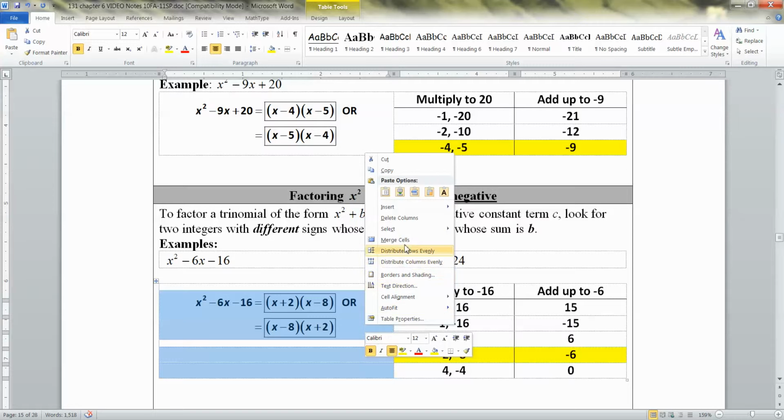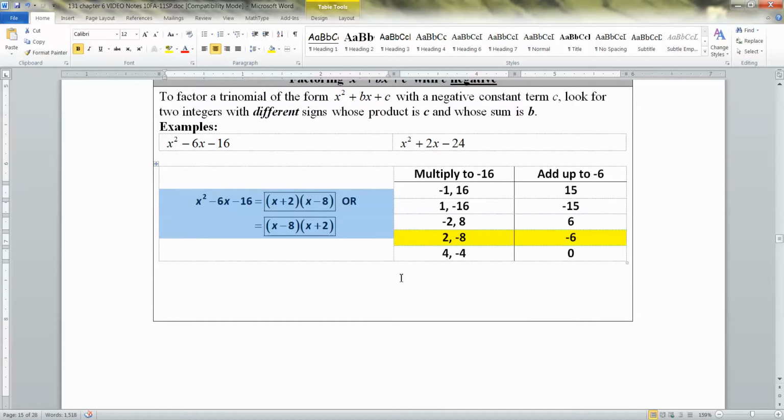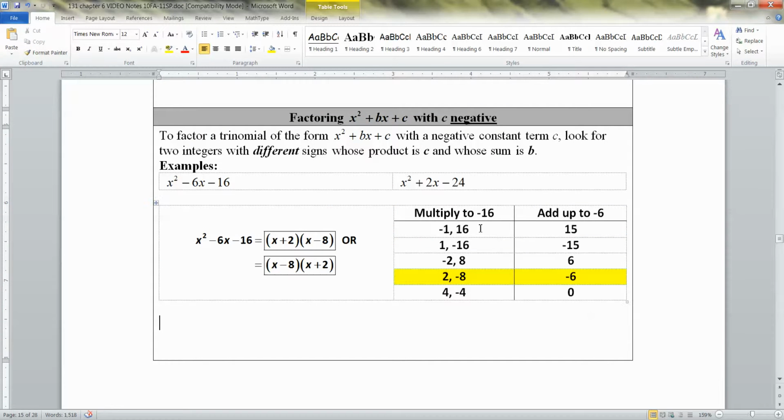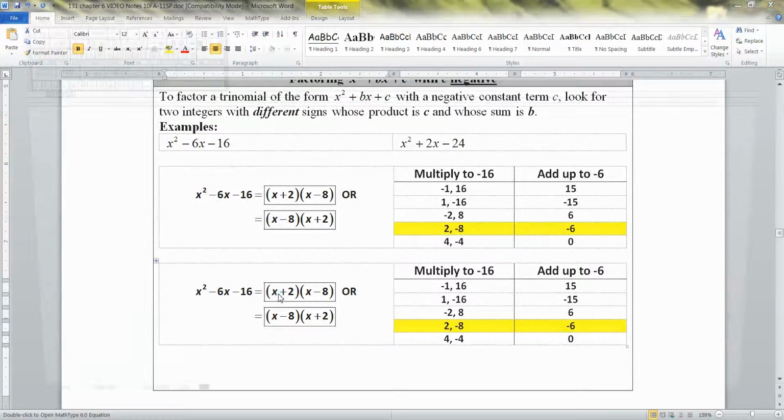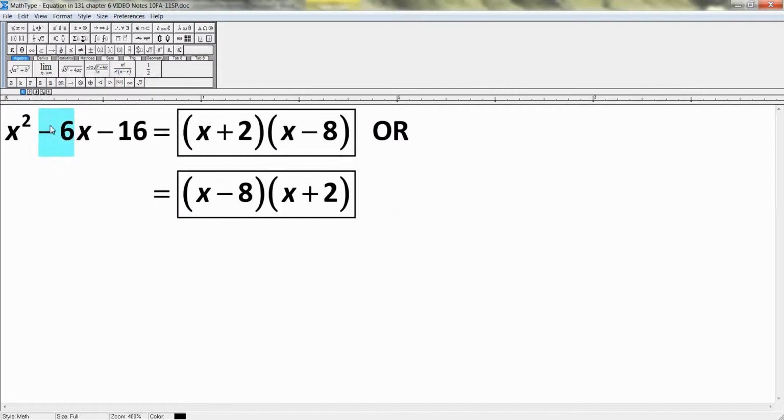Let me merge that. All right, so now we get to do it all over again, but for the other one. Hold on, let me make the font on this a little bit smaller. There we go. And now I've got a second one. All right, so this is going to be plus 2x minus 24, I think it was. Okay, and we'll figure out what those are in a minute.